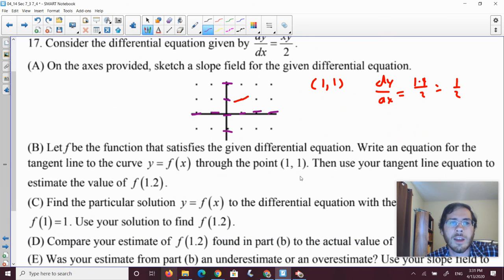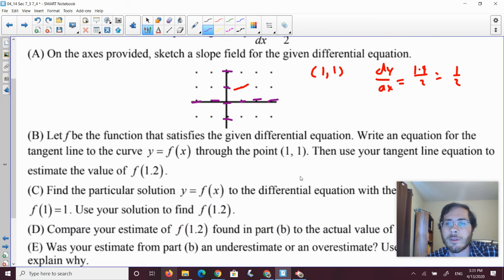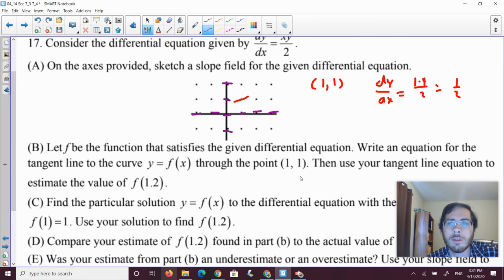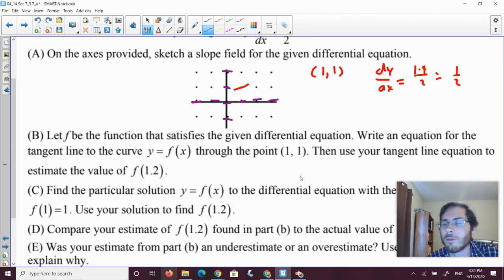For B, it says let f be the function that satisfies the differential equation. Write an equation for the tangent line to the curve through the point 1, 1. Use the tangent line to estimate the value of f of 1.2. So here it says write the equation for the tangent line. We already know that the slope is 1/2 because we found that.